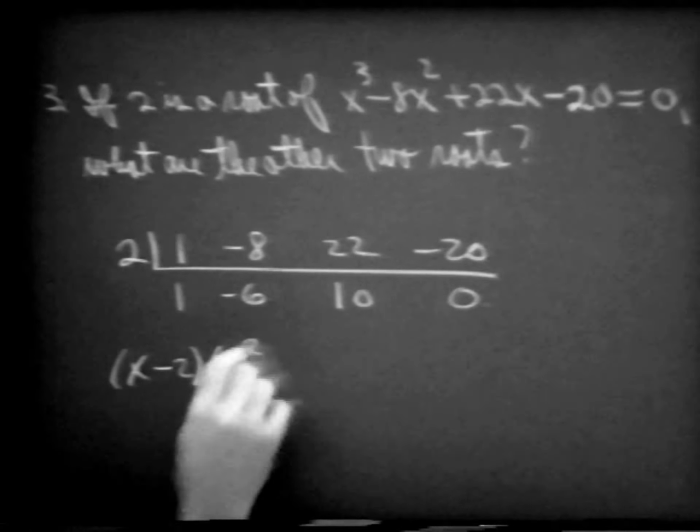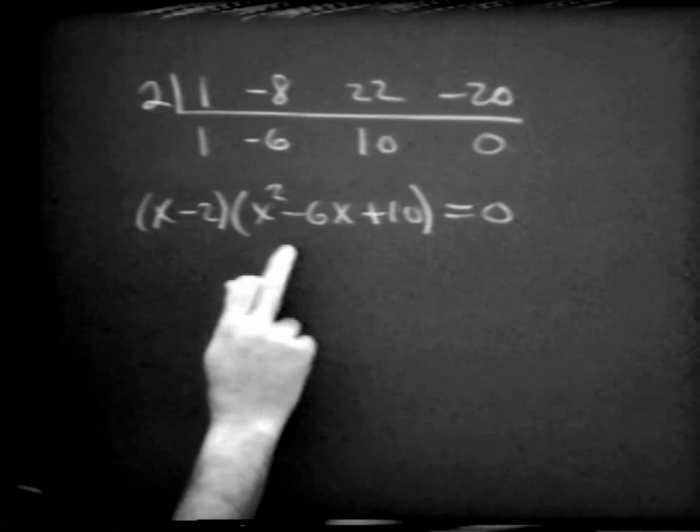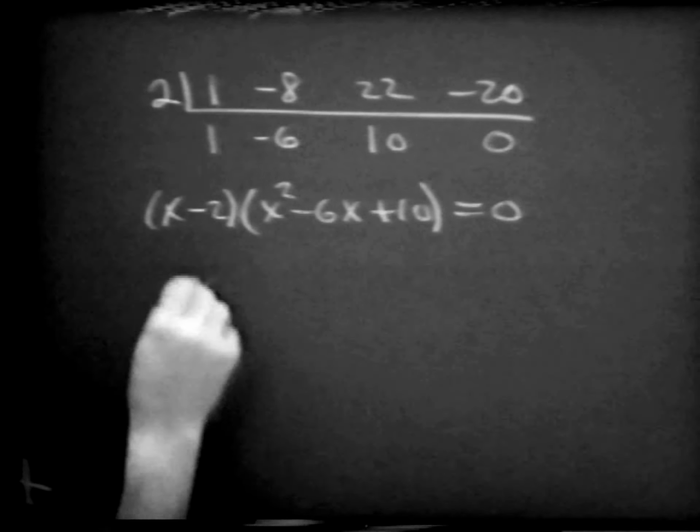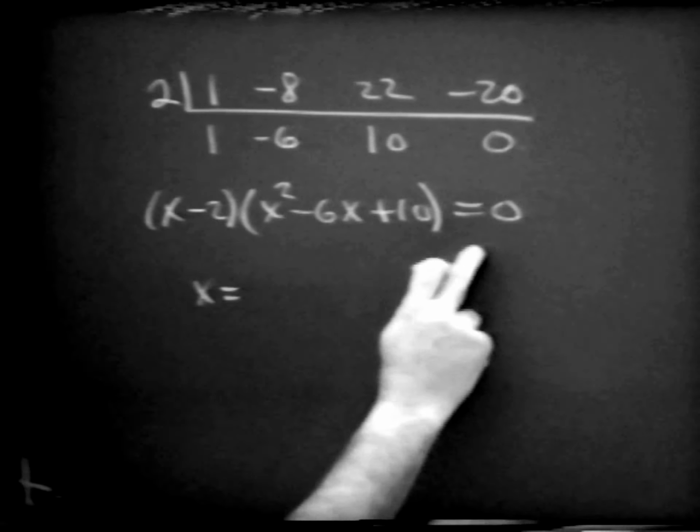x squared minus 6x plus 10 is going to be equal to 0. Now rather than repeating this process, since we have a quadratic here, let's go right to the quadratic formula and solve this for 0, all right?